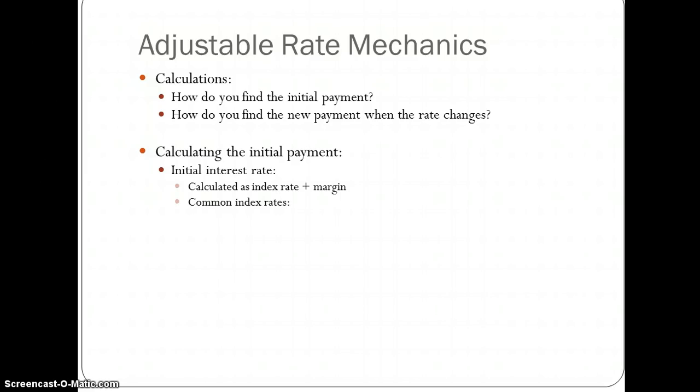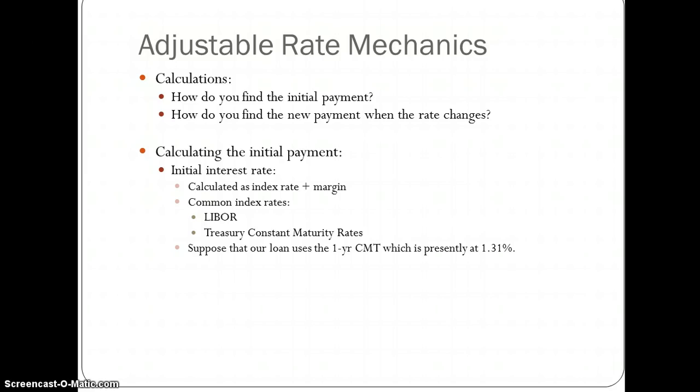Some of the common index rates are things like LIBOR, the London Interbank Offering Rate, and what are known as Treasury CMTs, or constant maturity Treasury rates. Now suppose the loan that we're going to work with uses the 1 year CMT, once again the 1 year constant maturity Treasury rate, which is presently 1.31%. Let's suppose it's not, but let's suppose it's 1.31%.